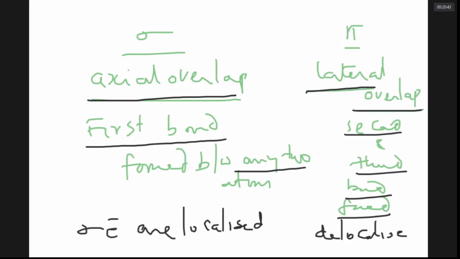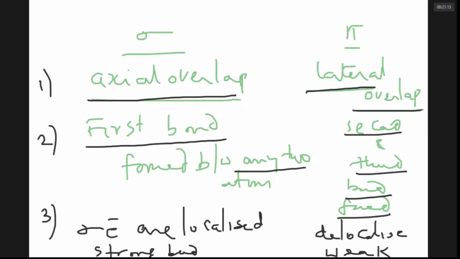This is a strong bond. It is a weak bond. Can you see the difference between sigma bond and pi bond? Sigma bond is formed due to axial overlap of atomic orbitals. It is the first bond formed between any two atoms. The sigma electrons are localized.